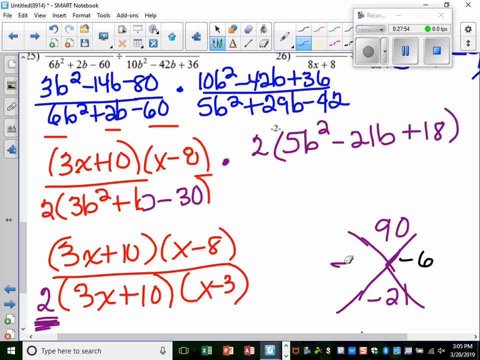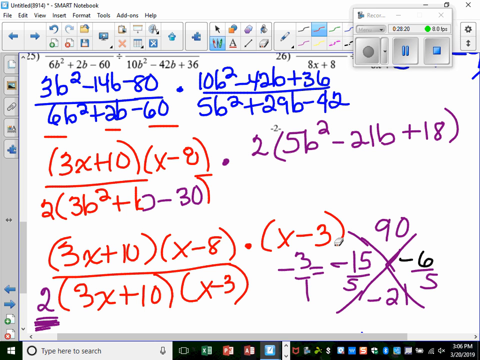What was this other term? All right, so we're going to reduce this to negative 3 over 1. Yes? All right. So now I'm going to come down here, because this is where my final answers are, and put in x minus 3 and 5x minus 6.